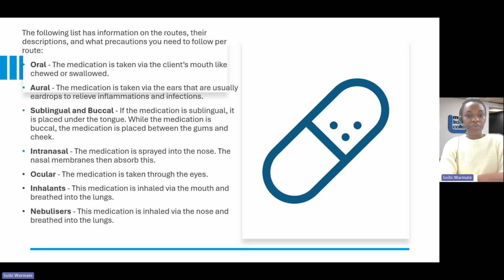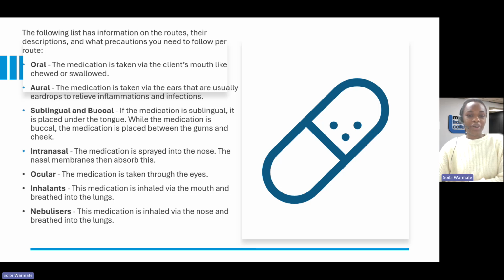There are different types of routes. We have the oral, which is through the mouth. We have the otic, which sounds the same as the oral, but this is through the ears and also the eardrops to relieve inflammation and infection. We have the sublingual and the buccal. Sublingual is under the tongue, and the buccal is between the gums and the cheek. We have the intranasal, which is sprayed in the nose, and the nasal membranes absorb the spray.